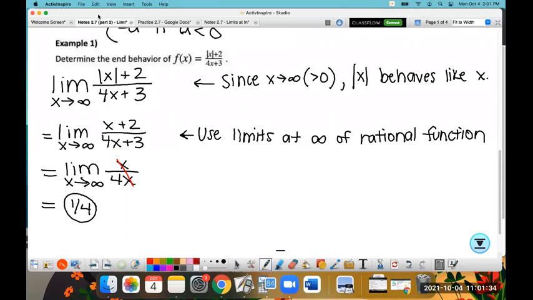So what does that mean for our end behavior? Yes. We have a horizontal asymptote there. So I'm going to write horizontal asymptote at y equals 1/4. Then you can either say as x approaches infinity, or what side of the graph is that? The right side.